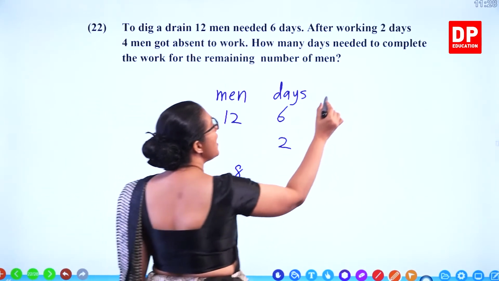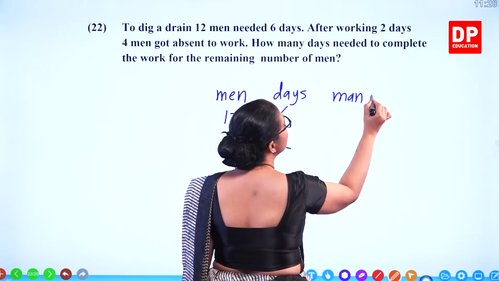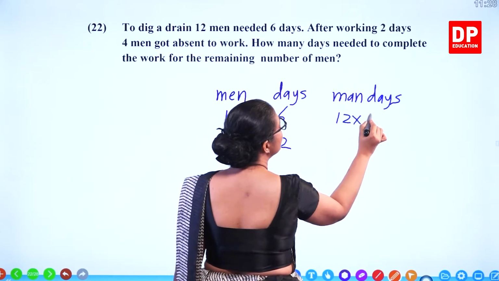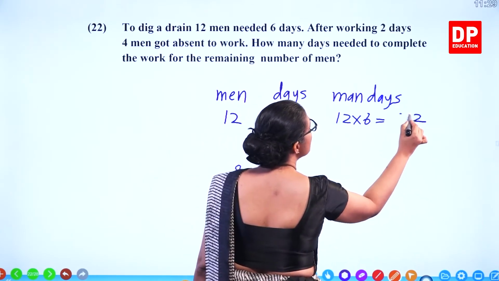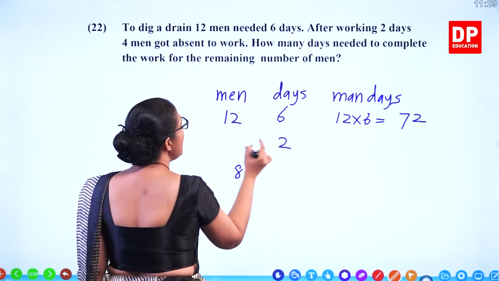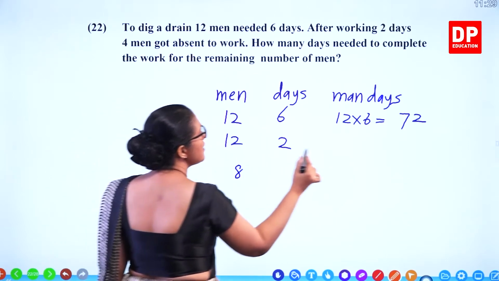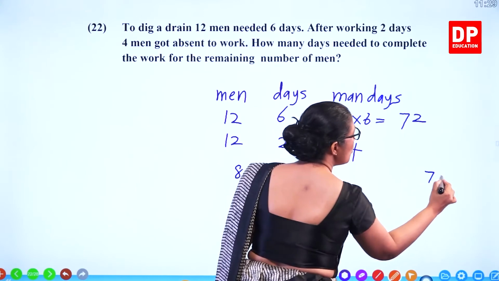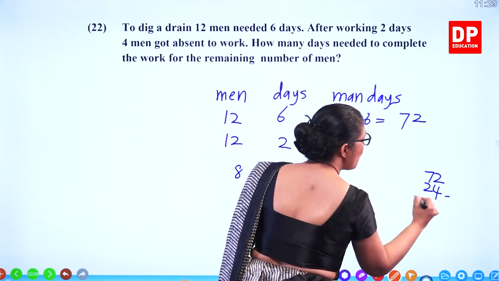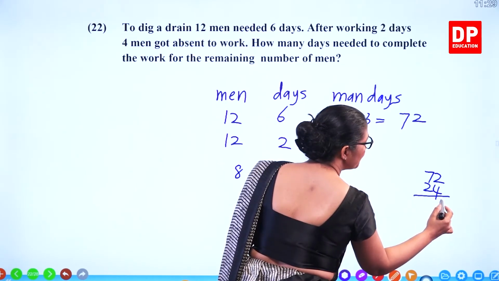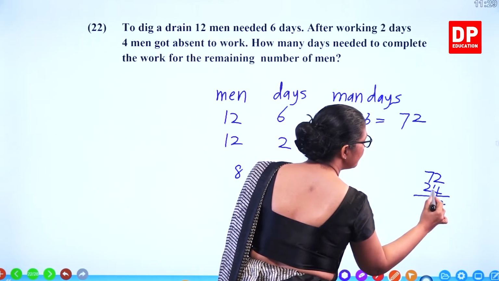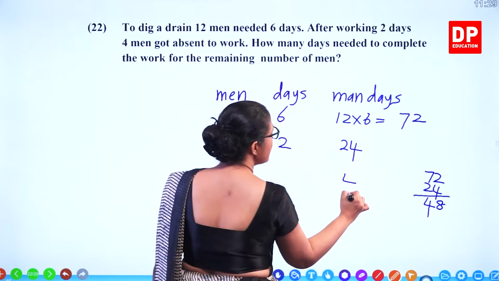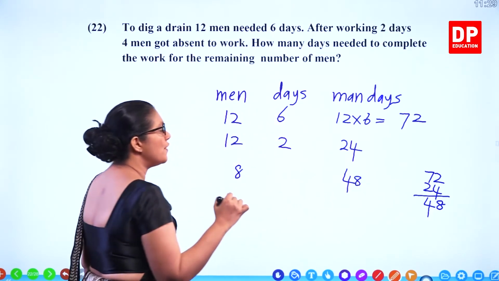So how many man days are needed for the full work? 6 times 12, that's 72. And 2 days worked with 12 men, that's 24 completed. So when you subtract 24 from 72, you get 48 remaining man days for the work.